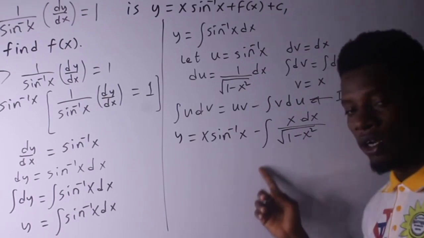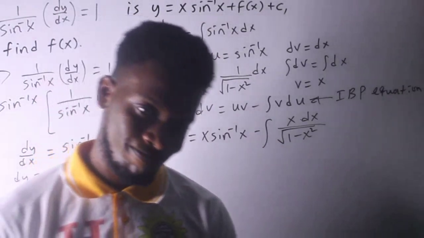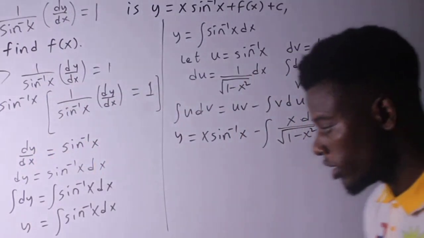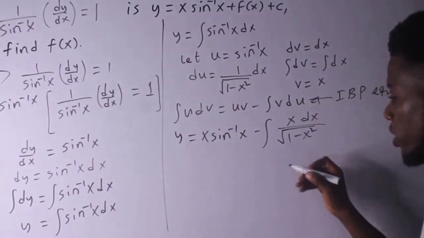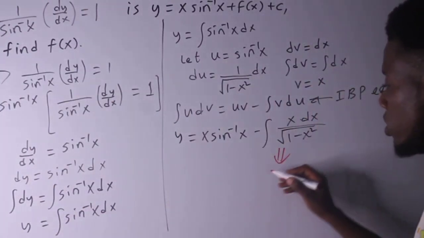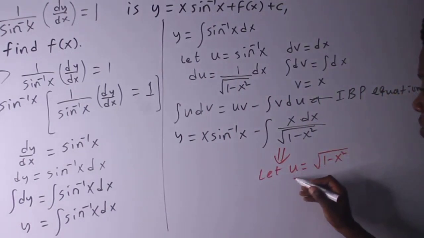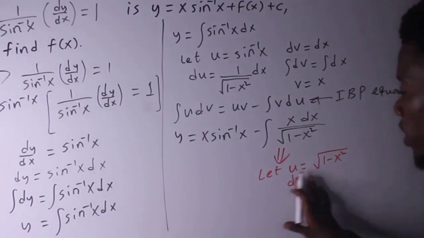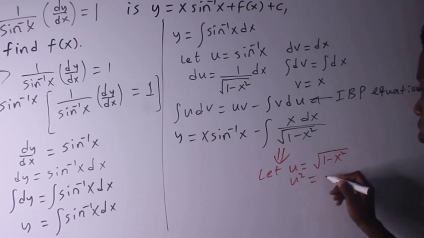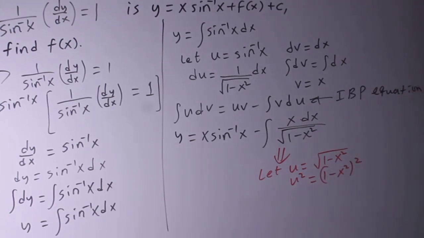Now, we don't know directly what this integral is, so we have to use a substitution, or call it u substitution. So we say let u, right here, I'm going to use red marker, let u equal the square root of 1 minus x squared. We cannot differentiate just like this, so let's square both sides. We have u squared is equal to 1 minus x squared. That's what we do. We square both sides.